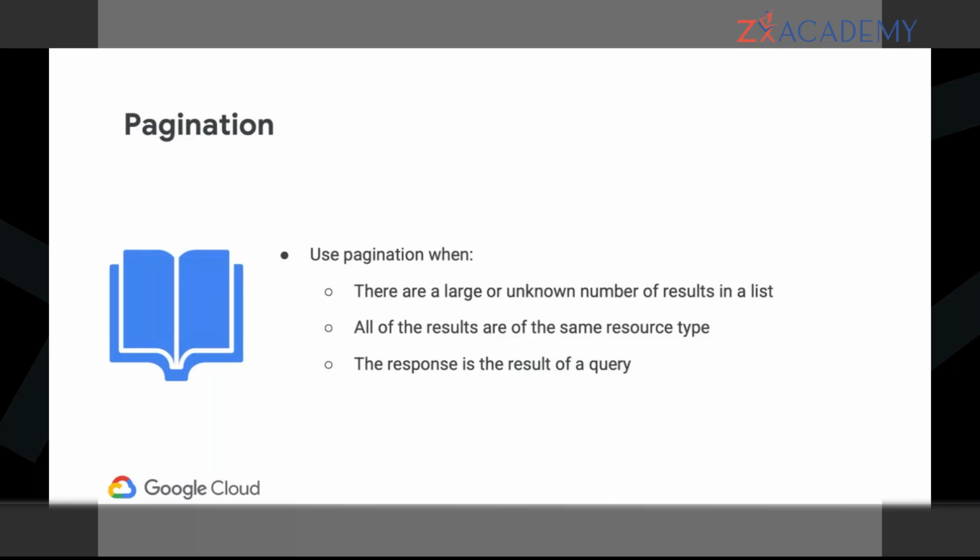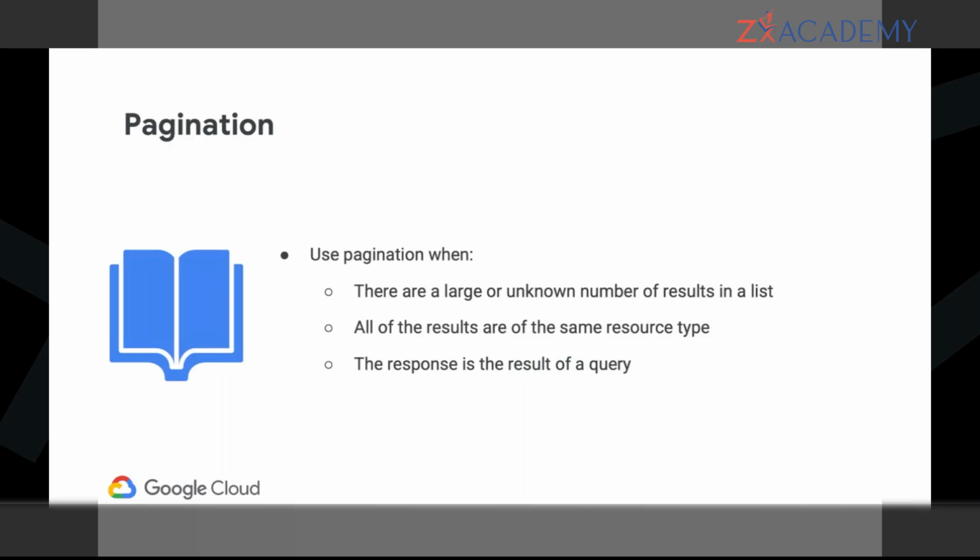Now the next thing is the pagination concept. Pagination is something that we use when we have a very large or unknown number of results. So when you make a request and the response is very large, with a lot of records, either finite but a lot of values, or sometimes so large that we don't even know how many there will be.